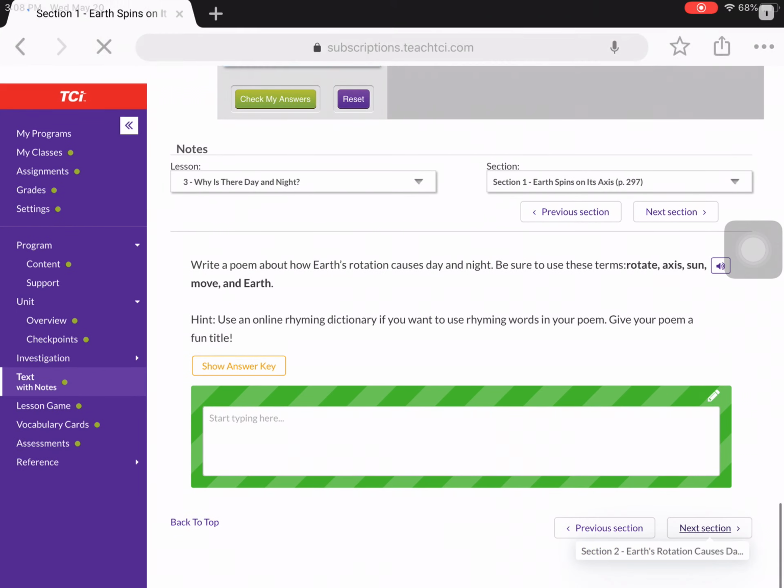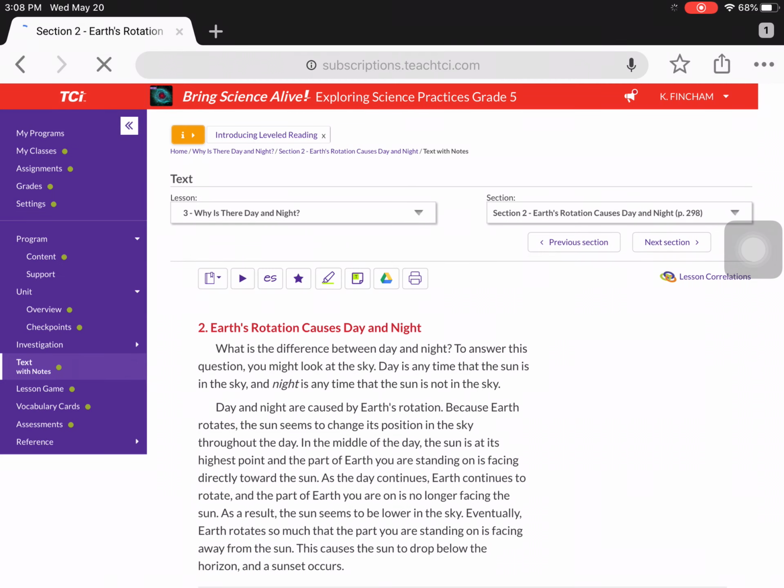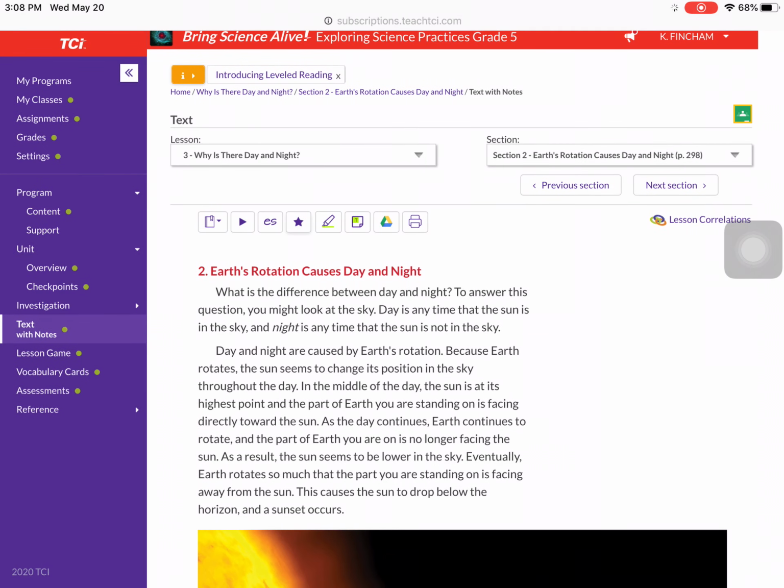And we're going to go to the next section, page 298. And again, I'm going to click that main idea button. Helps me keep an eye on things I need to pay attention to. Section 2.